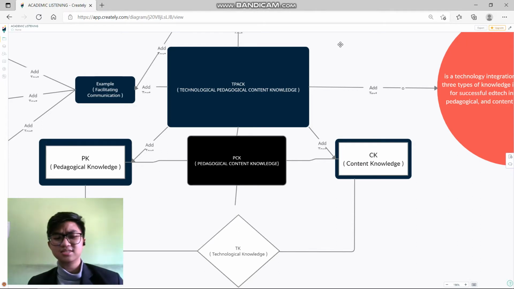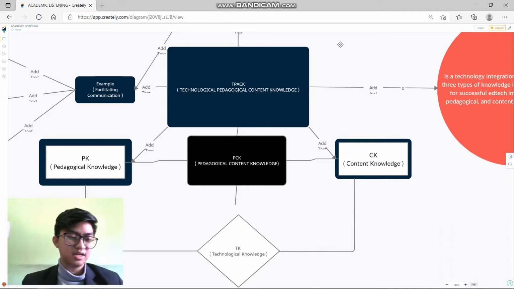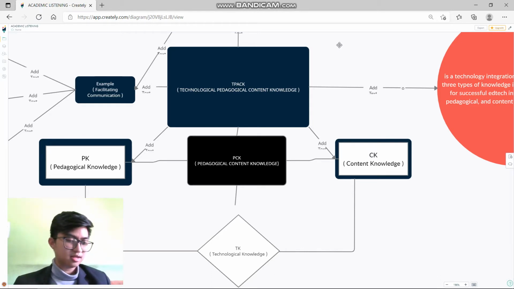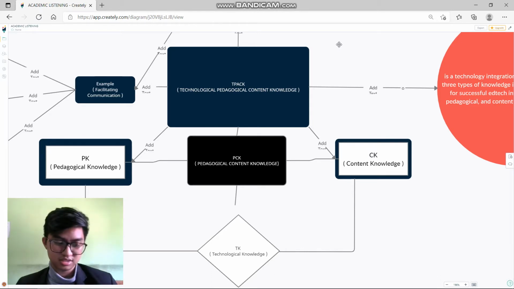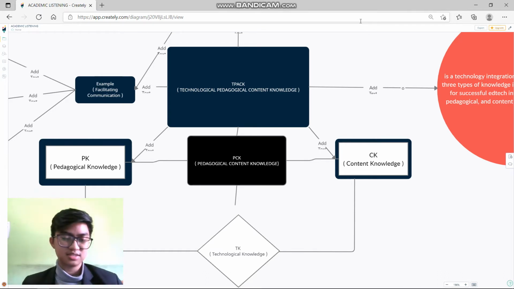It's a technology integration framework that identifies three types of knowledge instructors need to combine for successful EdTech integration: technological, pedagogical, and content knowledge. Teachers are required to understand what their students are learning.